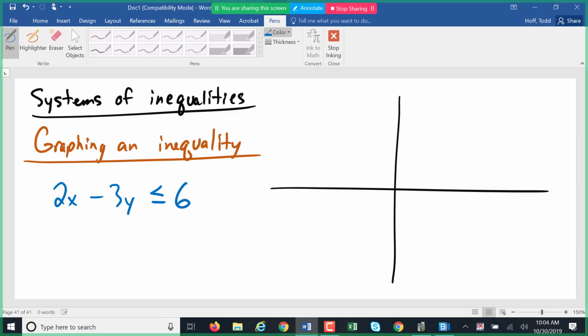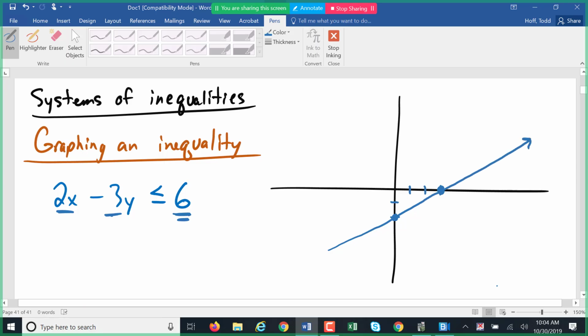The X-intercept is going to be the constant term, in this case 6, divided by the coefficient of x. 6 divided by 2 is 3. My X-intercept is going to be there at positive 3. My Y-intercept would then be the constant term divided by the coefficient of y. So the coefficient of y is a negative 3. 6 divided by a negative 3 is a negative 2. So that is my Y-intercept. So the line that represents this goes through those dots.